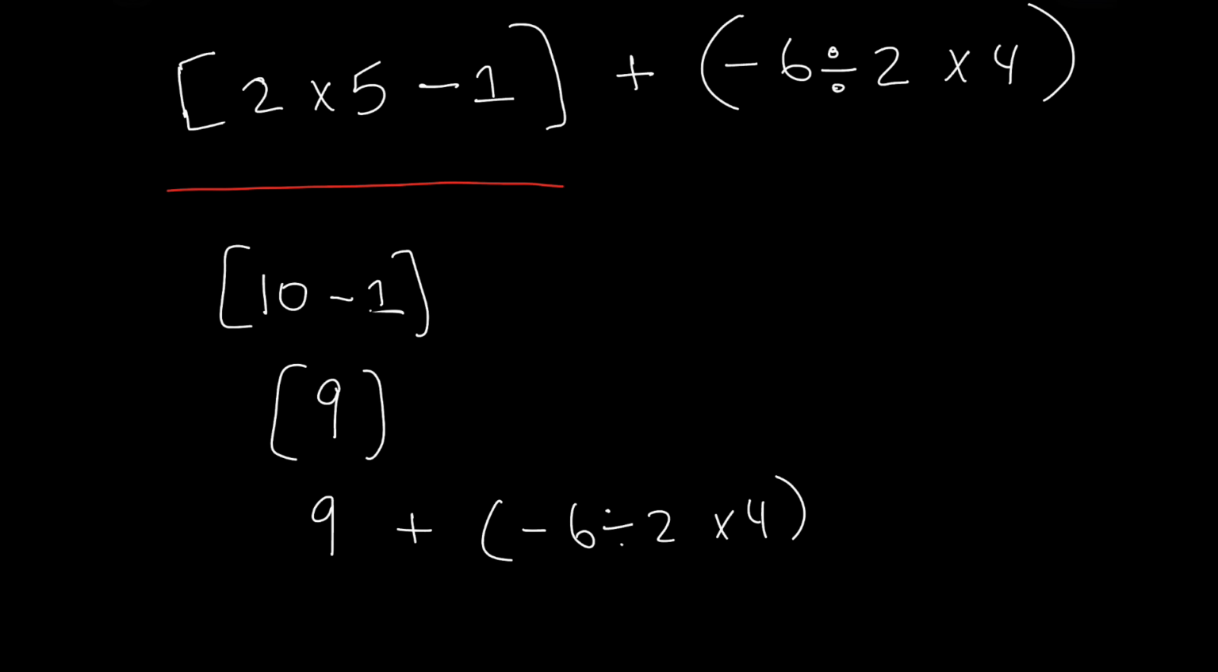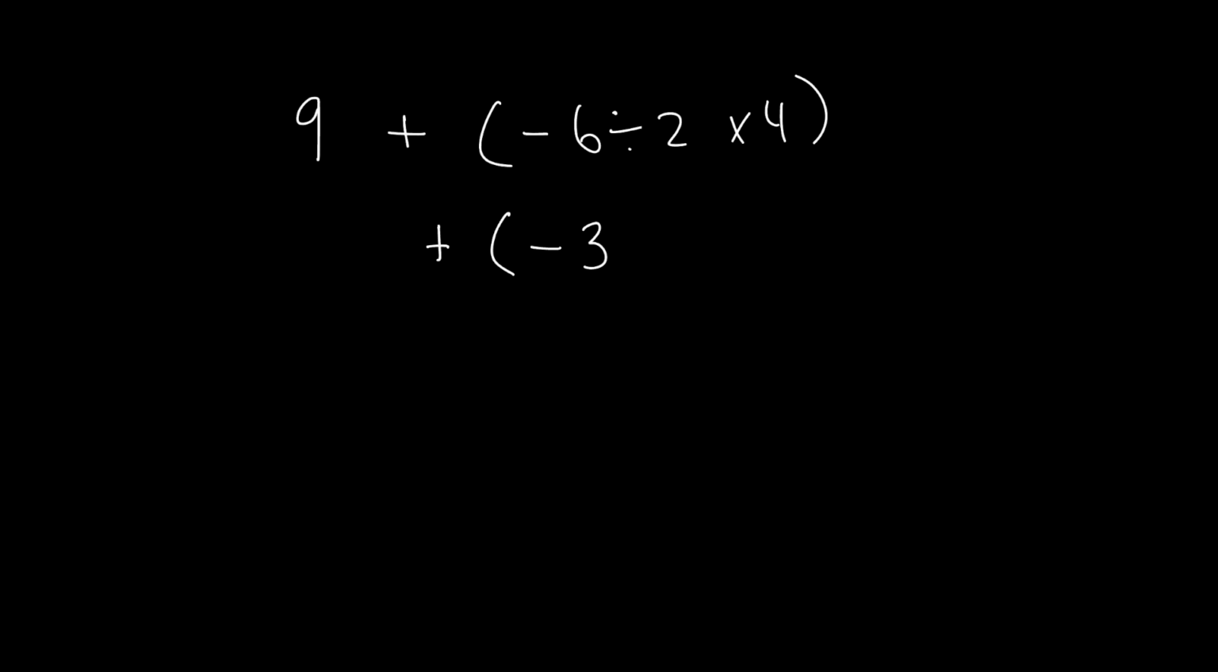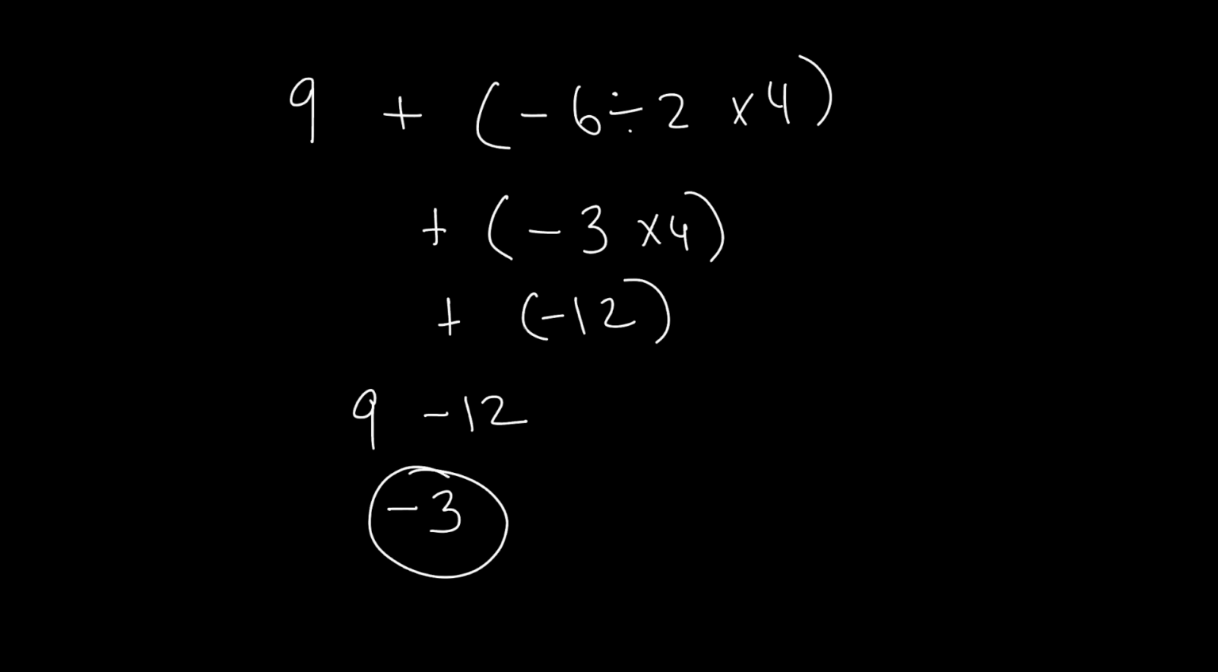What comes first in the order of operations is parentheses, so we will solve everything in that parenthesis first. Here we have negative 6 divided by 2 times 4. When we are working left to right in the parenthesis, we get negative 3, and then multiply this by 4 and we get negative 12, and then when we add the negative 12 to the 9, we will get a final value of negative 3.